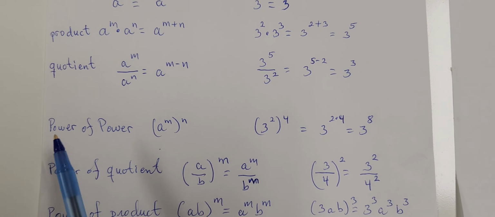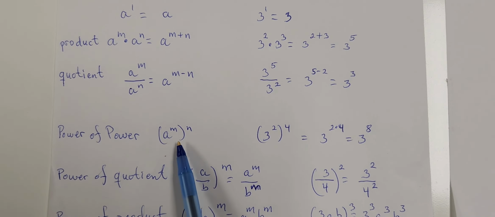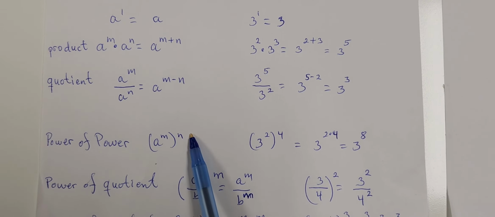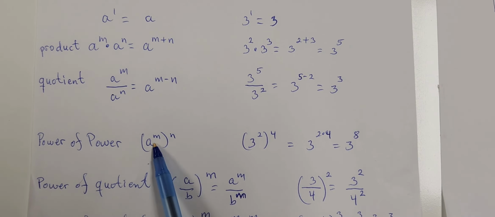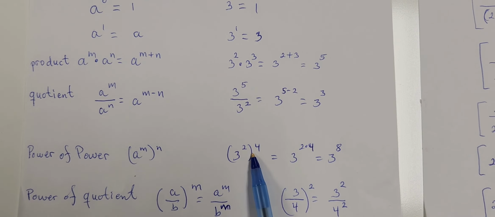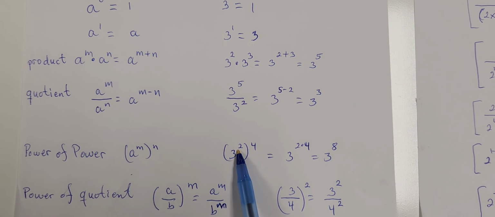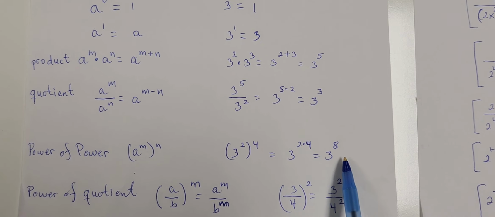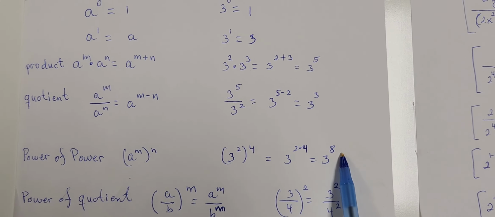The next property is called power of power. Here I have parentheses. When I have parentheses, that's when I actually multiply. So here is the example. Parentheses, 4 times 2 gives me 8. So the answer should be 3 to the 8th power.